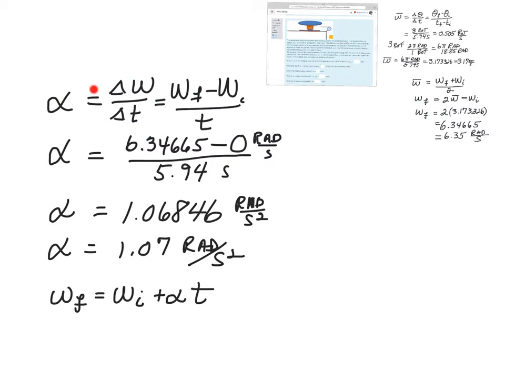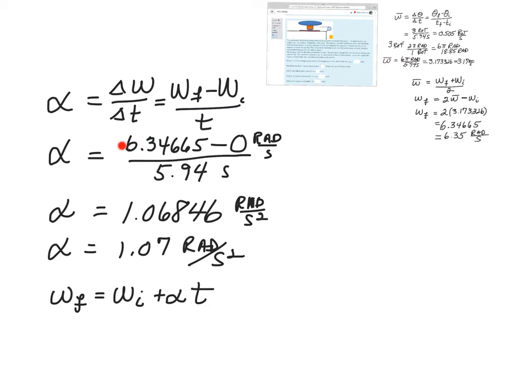This equation is group 1, number 4, and that's the easiest one to use. This is group 2, number 1. But if you look at these, they're algebraically identical. So you could start with this and solve for alpha, or you can just use this. This is the one I took, group 1, equation 4. And so that's omega final minus omega initial over the time.